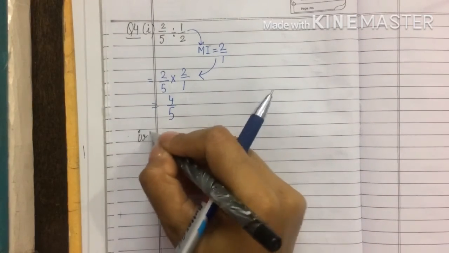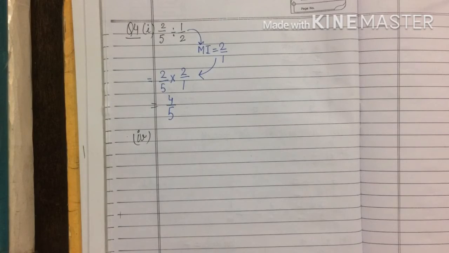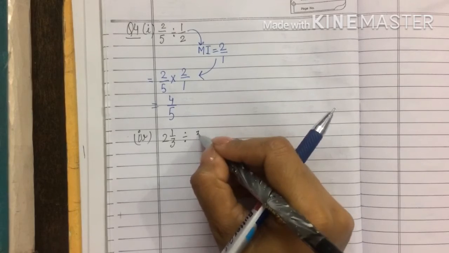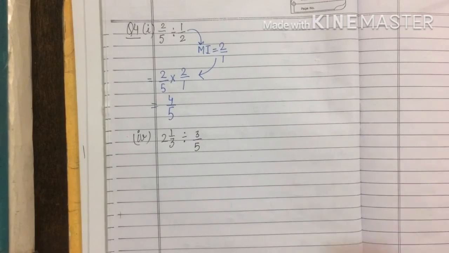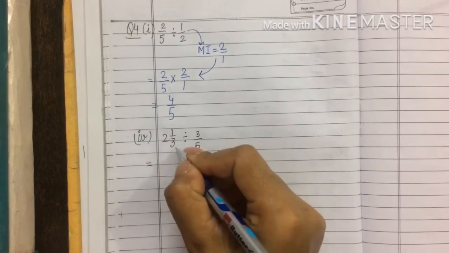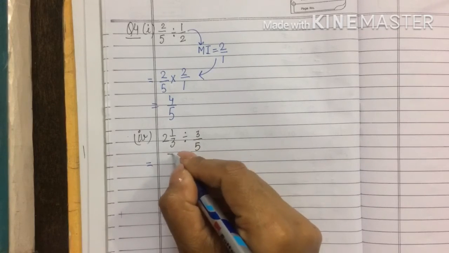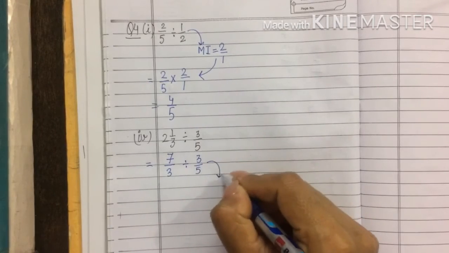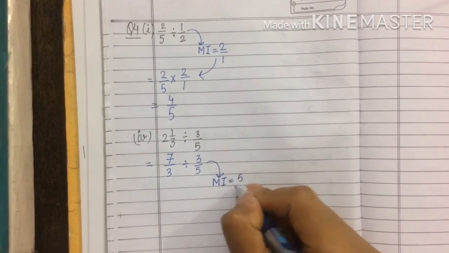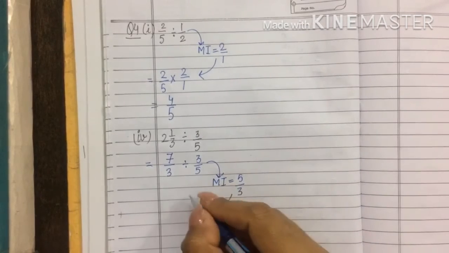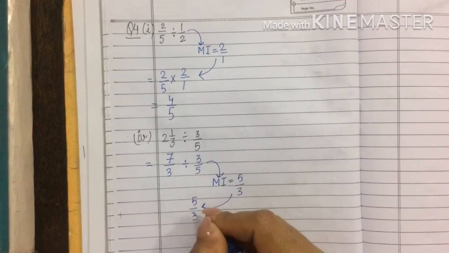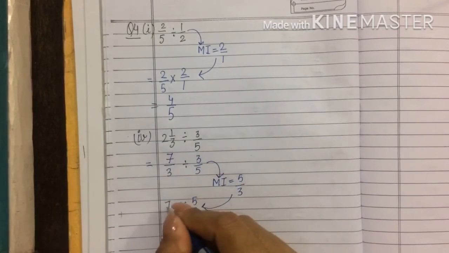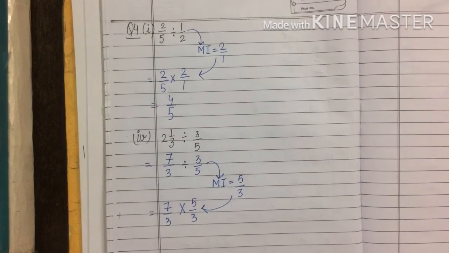Let's do the fourth part. 2 and 1 by 3, a mixed fraction, divided by 3 by 5. So let's first simplify this. 3 into 2 is 6 plus 1, 7 by 3 divided by 3 by 5. Now for this, I'll be writing down the multiplicative inverse, which is 5 by 3. Use it here. And when I use the multiplicative inverse, the sign of division will change to multiplication. The first fraction is unchanged.